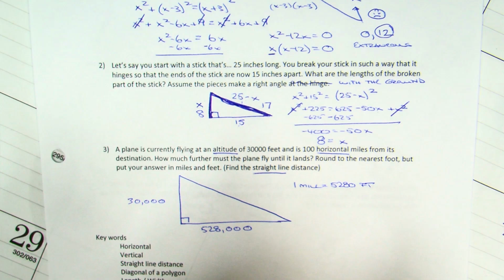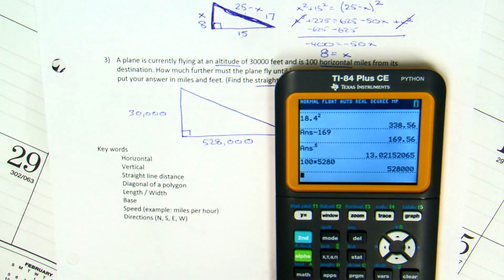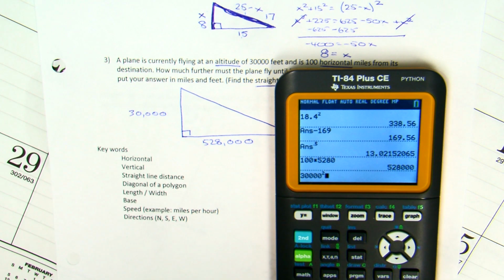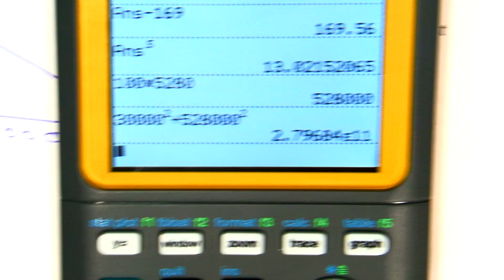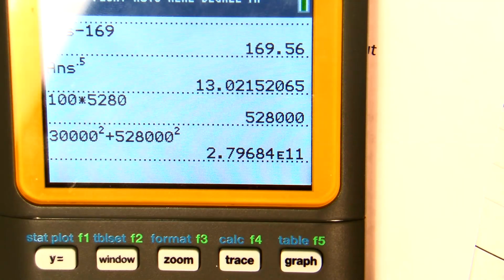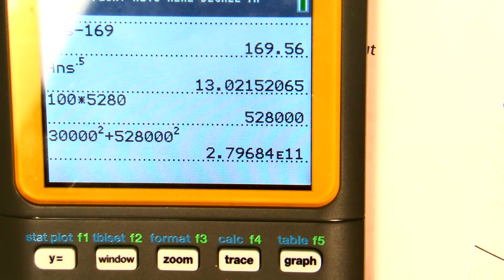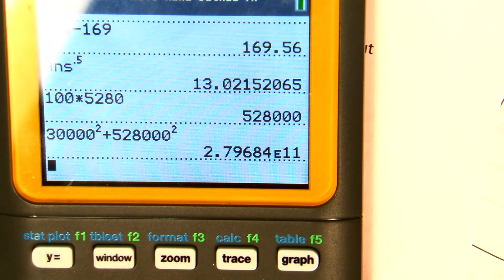Alright, so Pythagorean theorem kicks in. 30,000 squared plus 528,000 squared. And you're going to see that number in your calculator. Anybody think they know what the E stands for? Okay. Scientific notation. It's a very large number. So whenever you see a capital E like that on this calculator, that's scientific notation. So technically, that's 2.79684 times what? 10 to the 11. It's a big number.